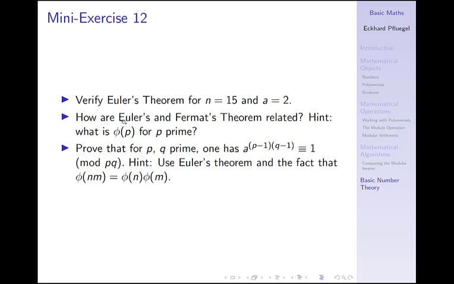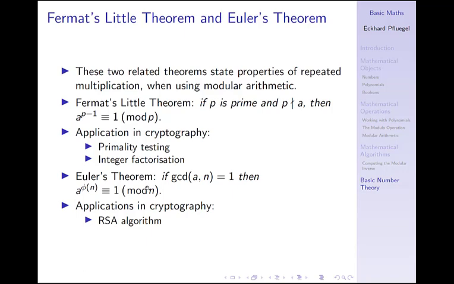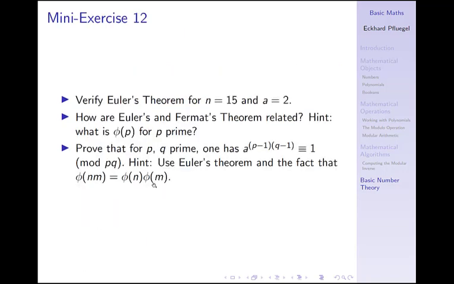And lastly, and that's a little bit more complicated, can you show this property, that a to the power (p minus 1) times (q minus 1) is congruent to 1 mod p times q? It's actually not too difficult if I allow you to use Euler's theorem. So you are allowed to use this, and also the fact that the Euler function phi is multiplicative. So if you have phi of n times m, that's the same as phi of n times phi of m. You do not need to prove that.